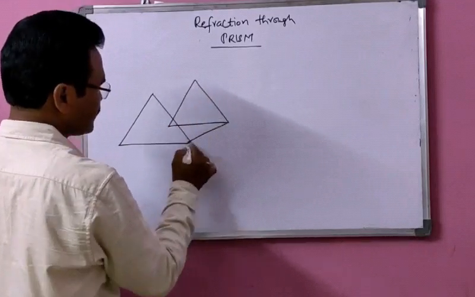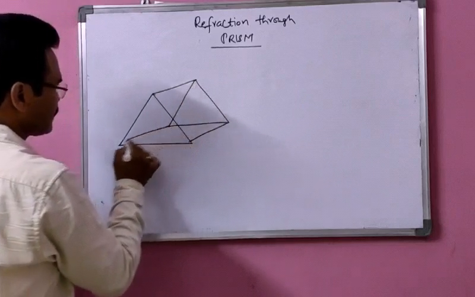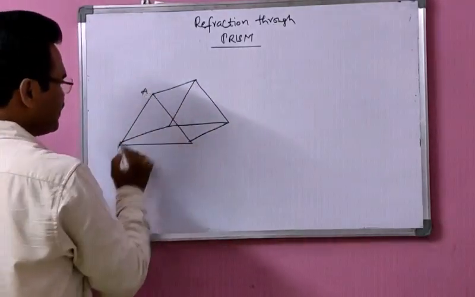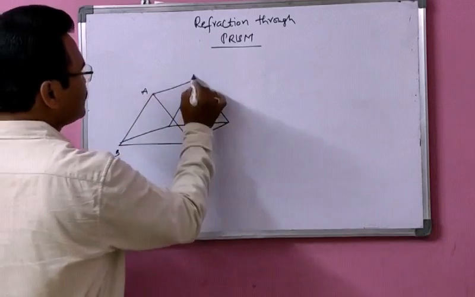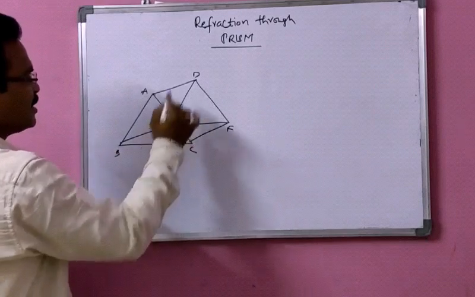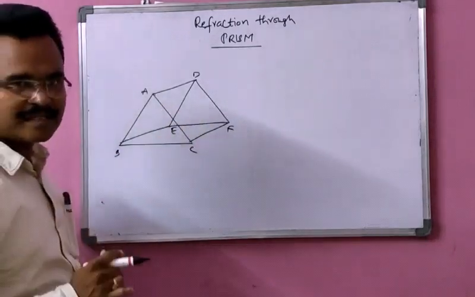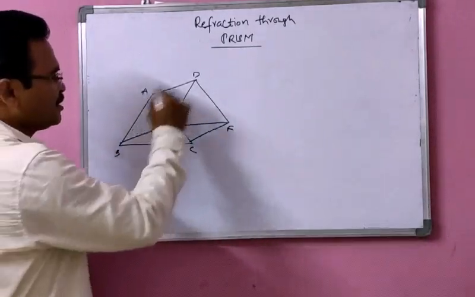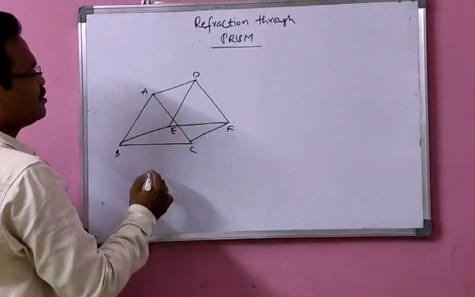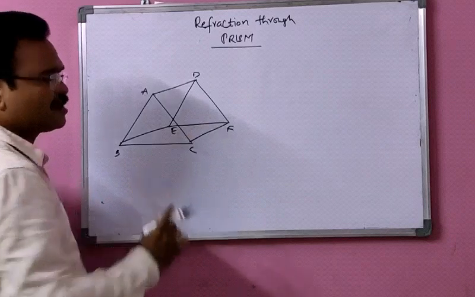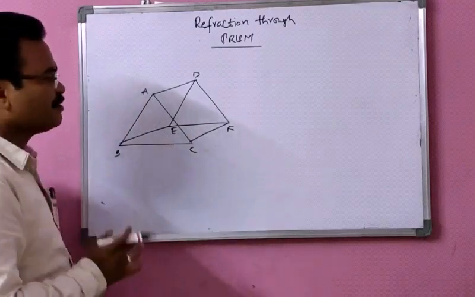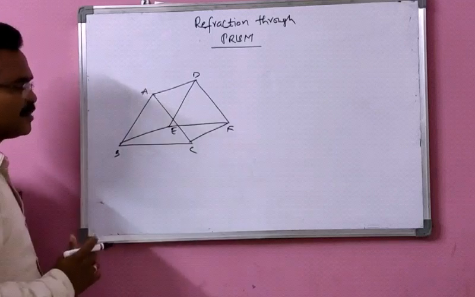and three square surfaces. You can see this is A, B, C, D, E, F. So A, B, C and D, E, F are the two triangle surfaces, whereas ADFC, ADEB, and BECF are the three square surfaces. So this is the general figure of the prism.